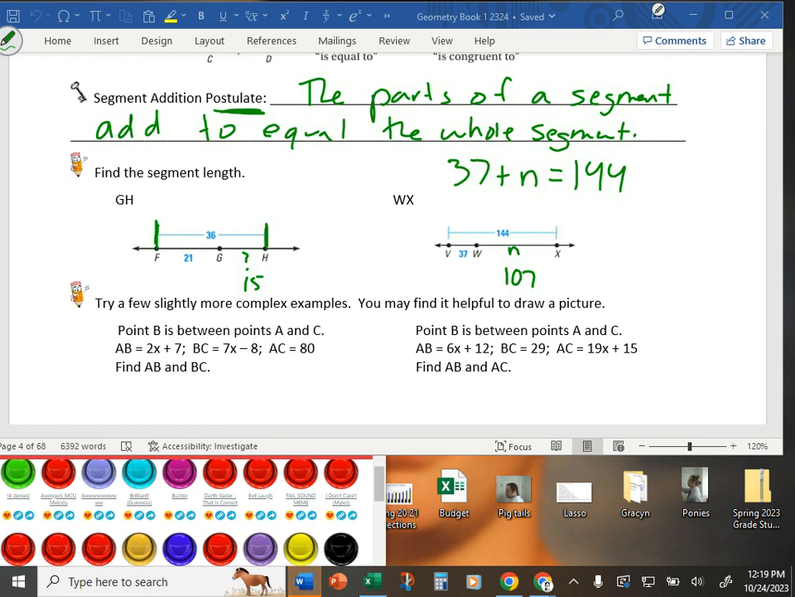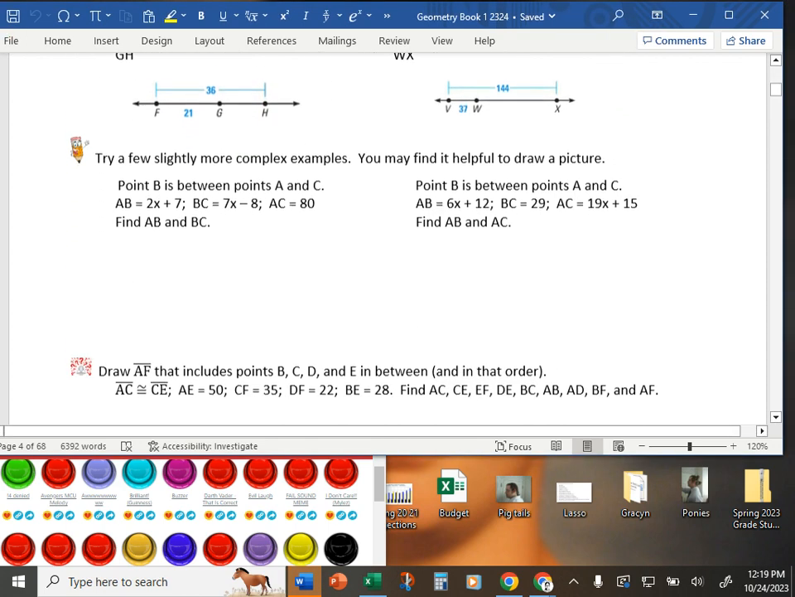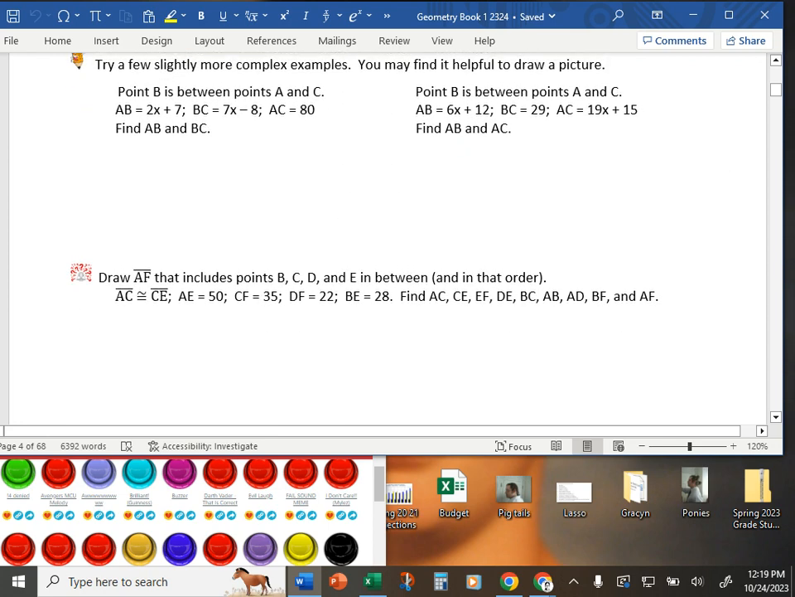Now, of course, the questions on your tests and your homework won't be quite like that. We're taking it next level, with slightly more complex examples. It says point B is between points A and C. Does this statement tell us where point B is in relation to A and C, like which one it's closer to? No. Is it telling us that it's exactly in the middle? No. It's saying it's between.